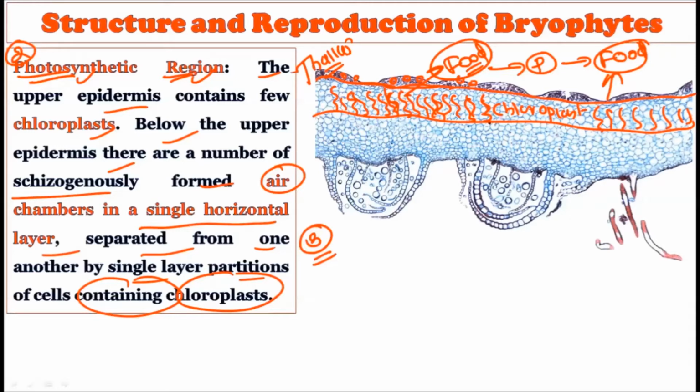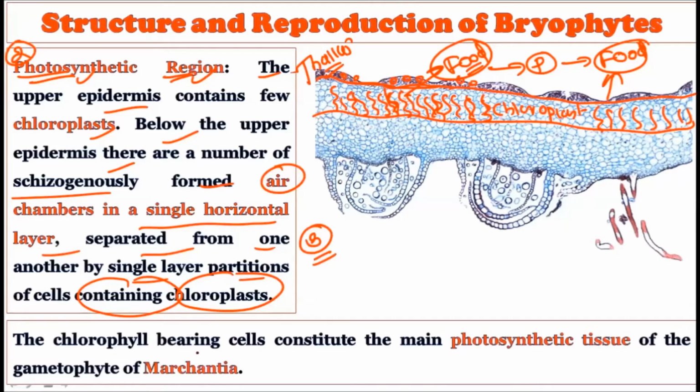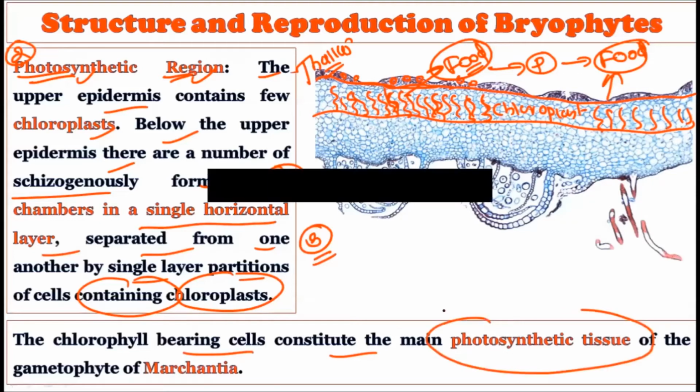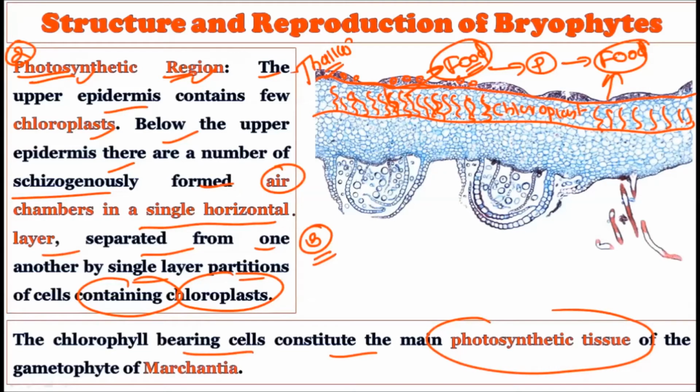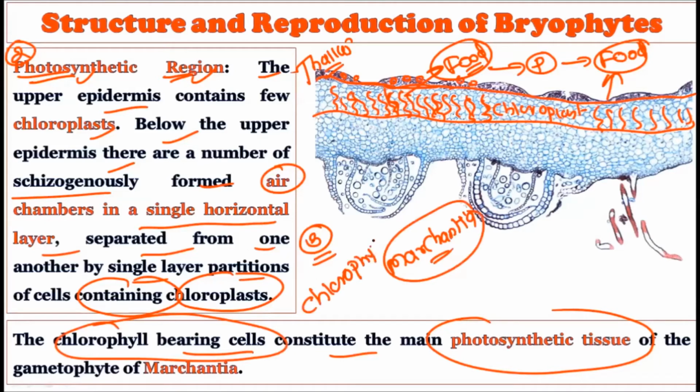Okay, because it can photosynthesize, and it is formed by the fusion of cells. Okay, that is, they are schizogenously formed, from the air chambers in the single horizontal layer. So this is a very important region in the anatomy of the thallus structure, in which there is a photosynthetic region which can photosynthesize and create the food. Okay, the chlorophyll bearing cells constitute the main photosynthetic tissue of the gametophyte of Marchantia. Okay, so in the Marchantia, what we are studying is the photosynthetic region, because it largely contains the chlorophyll bearing cells. Okay, a large amount of chlorophyll bearing cells are concentrated here, and that is why it is able to produce lots of photosynthetic product. Okay, which is helpful for completing the life cycle.